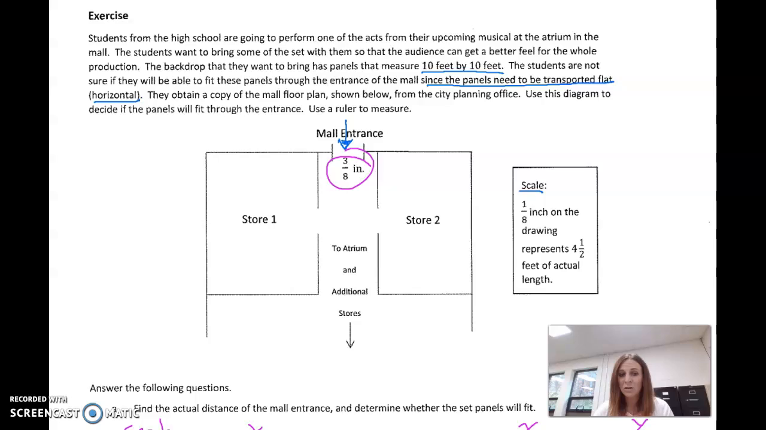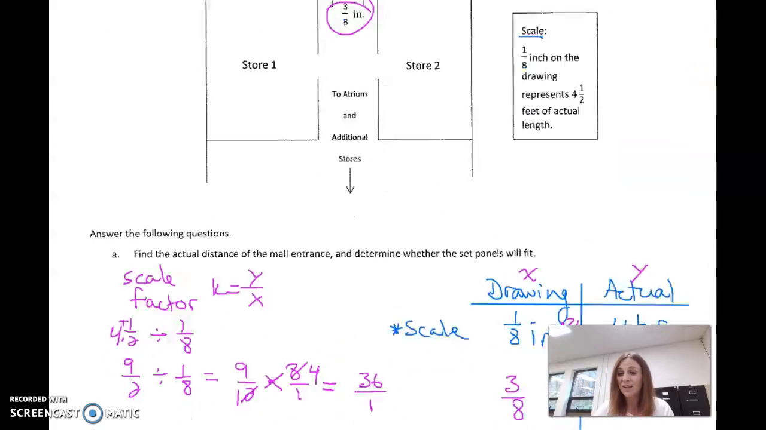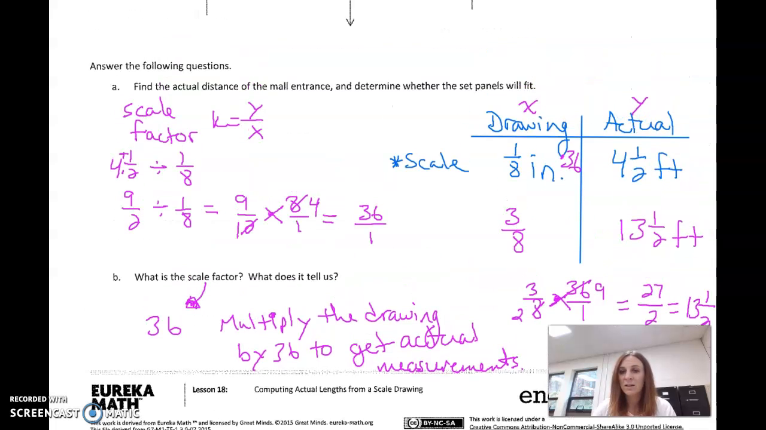So if they're 10 by 10, can we fit that in 13 and a half feet? Yes, they will fit. Yes, we'll say we have 13 and a half feet available. I don't know, something like that.